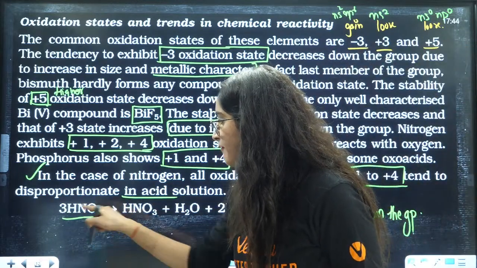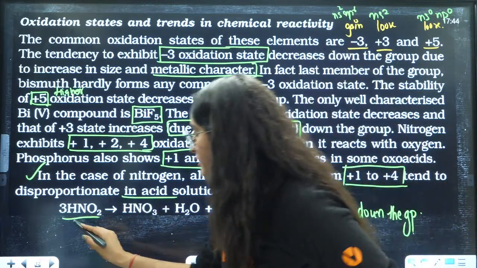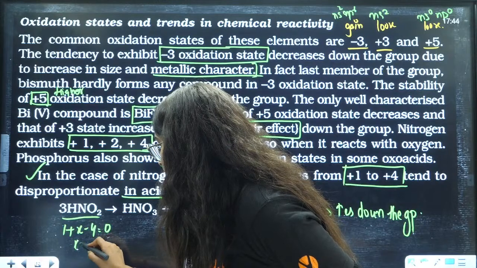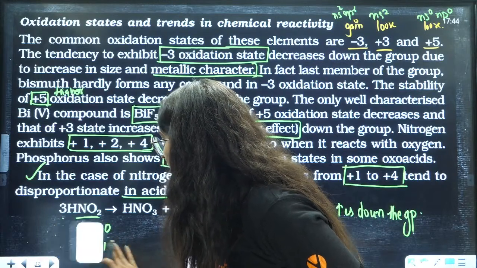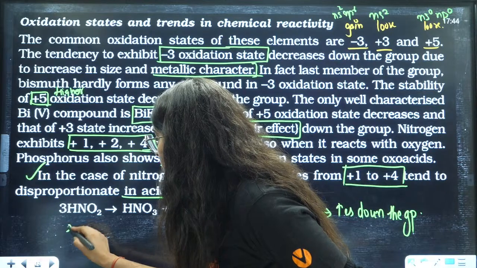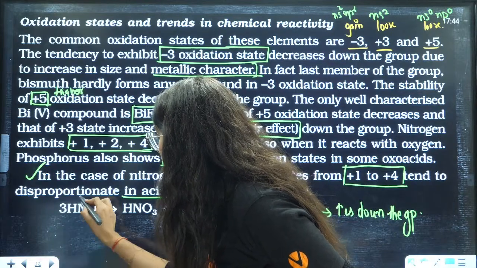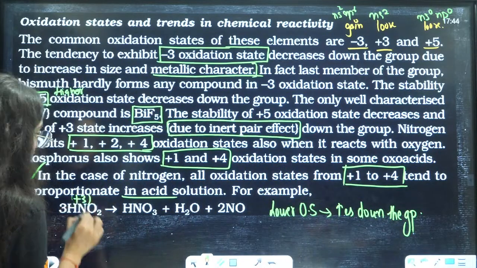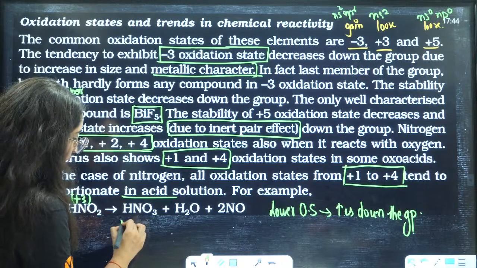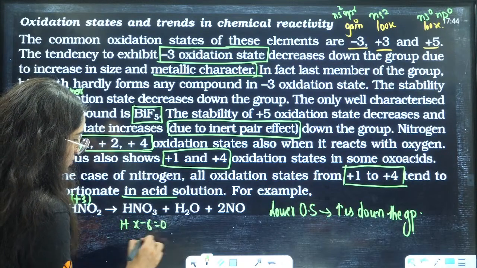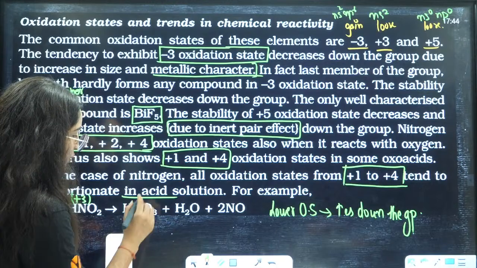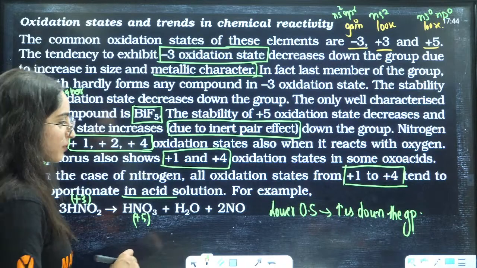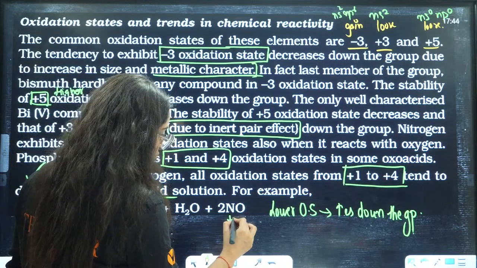For example, you have HNO2, right? Here the oxidation state is 1 + x - 4 = 0, x = 4 - 1, that is 3. Here the oxidation state is +3. Wait a minute, let me write it here. Oxidation state is +3. Here, in HNO3, it is 1 + x - 6 = 0, x = 5. So you can write oxidation state is +5 here, which is a stable oxidation state for nitrogen, right? And here it is +2 oxidation state.